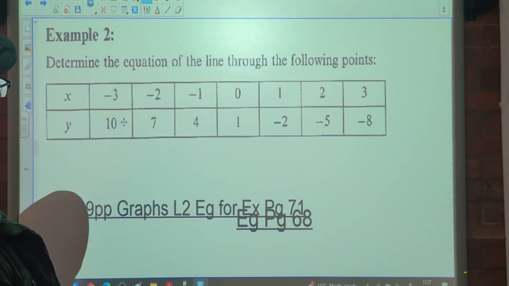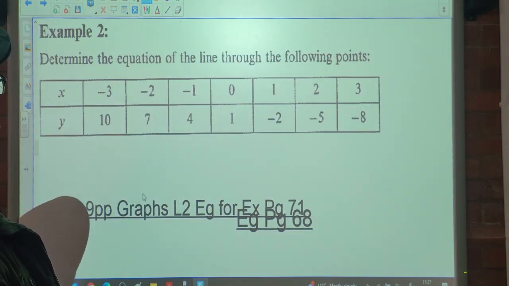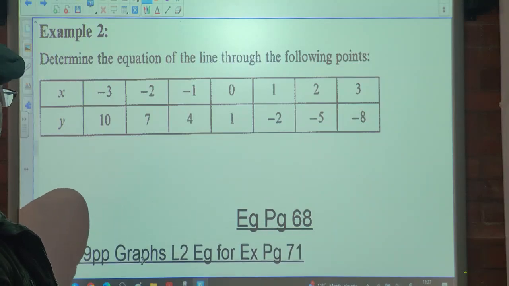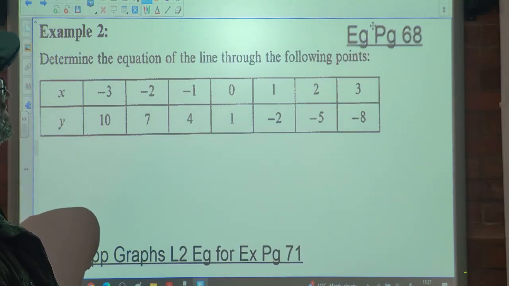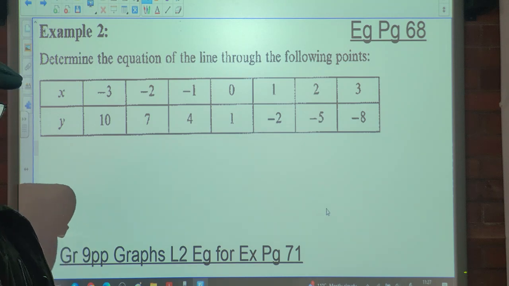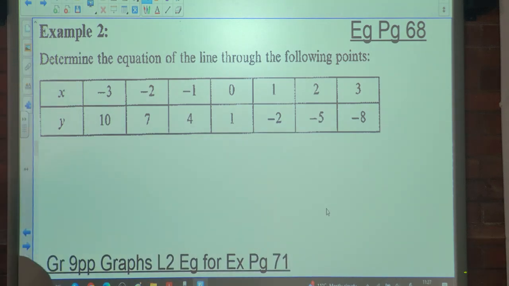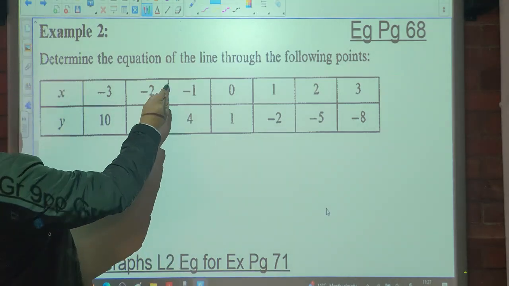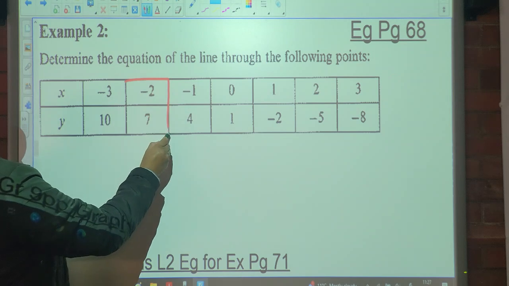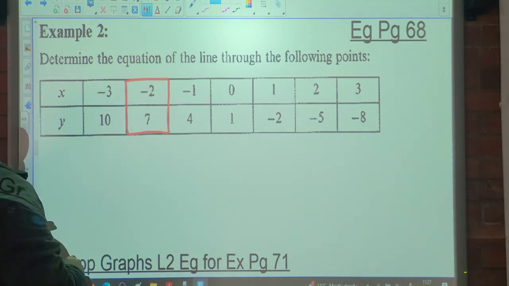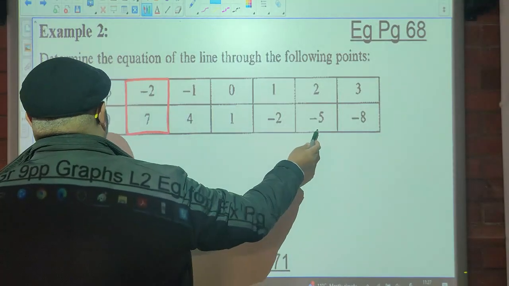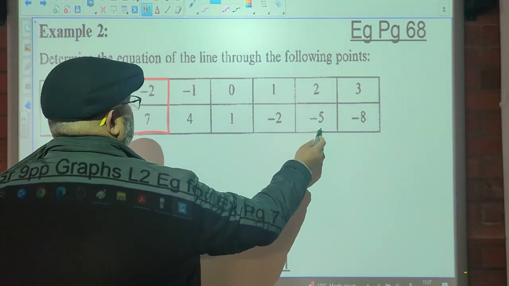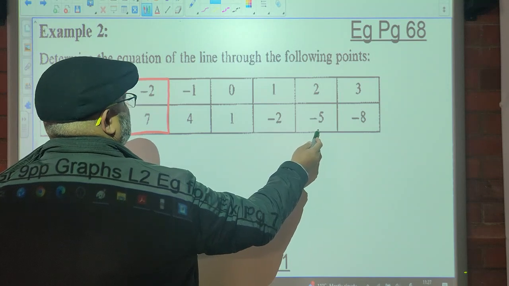Example 2. Determine the equation of the line through the following points. So what do I do? I choose any two values, any two coordinates. Let's go with negative 2 and 7. Choose another one. Negative 2 and negative 5.